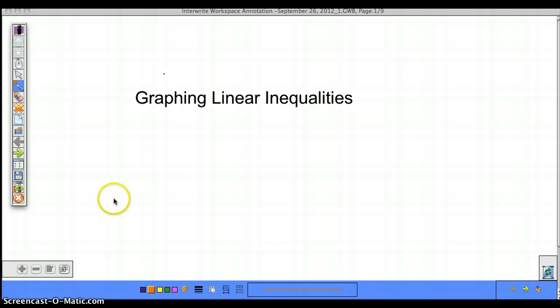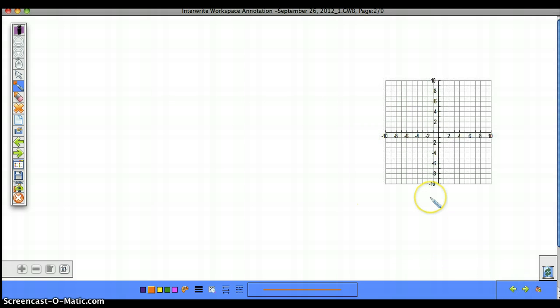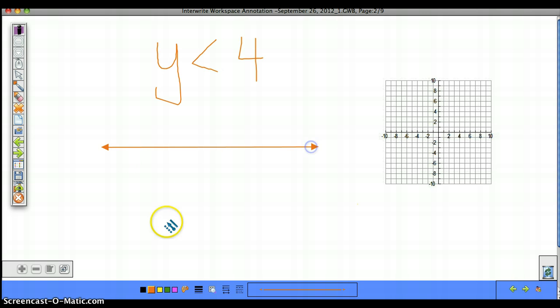Today we're going to graph linear inequalities on a coordinate plane, which is very similar to graphing lines. Now, if you remember, we graphed on a number line equations like y is less than 4. Let's go ahead and graph it on a number line. So at 4, this should just be a review, we would have an open circle because it is not equal to 4 but less than 4. So our y values would be everything to the left because less than is to the left.